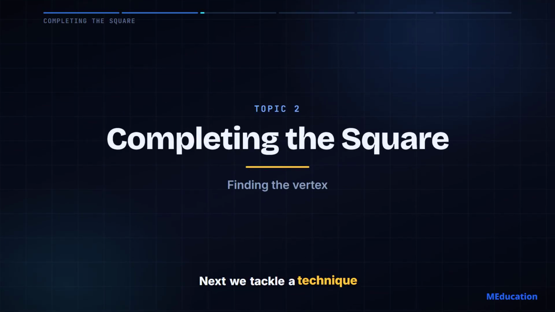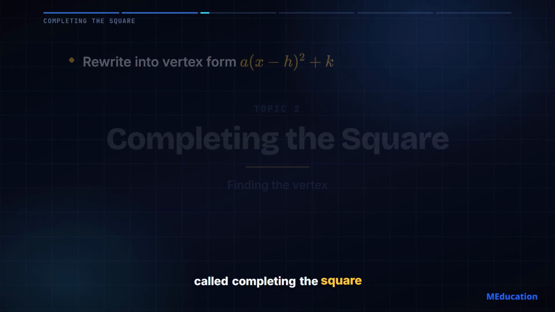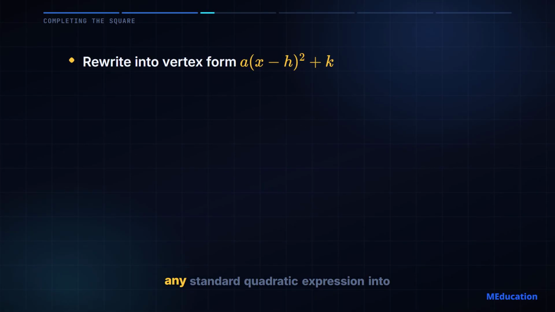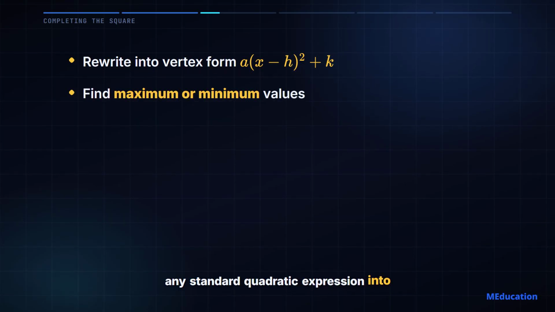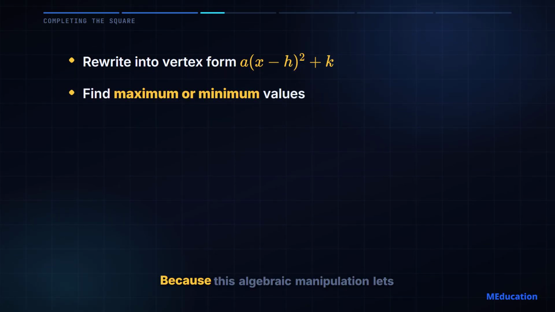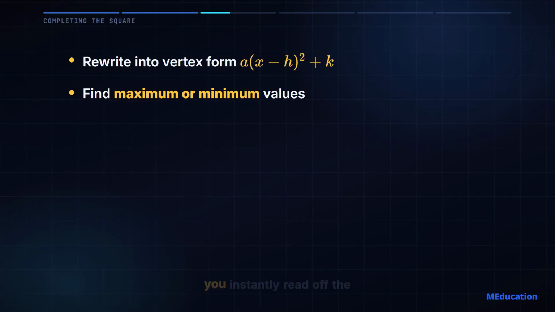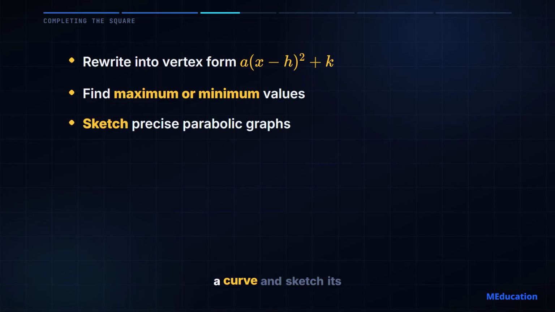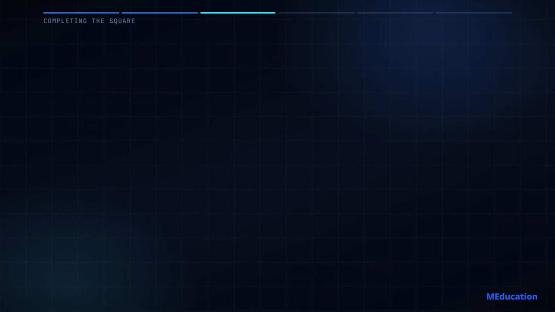Next, we tackle a technique called completing the square. You will learn to rewrite any standard quadratic expression into vertex form. Why? Because this algebraic manipulation lets you instantly read off the maximum or minimum value of a curve and sketch its exact parabolic shape. Examiners absolutely love testing this as a standalone skill, and it becomes a crucial first step later when you need to find the range of a function or integrate.